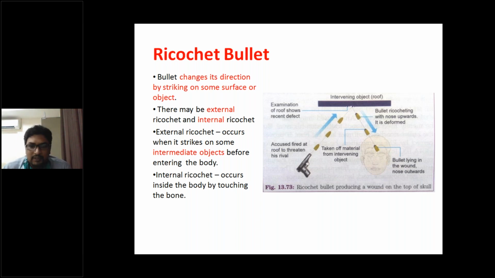He fired the gun in the air, but unfortunately the bullet went and hit the iron bars on the roof, and then it ricocheted back and hit the vertex of the person who was sitting there, the shopkeeper. So this is a typical example of a ricochet bullet, where even for threatening, his intention was not to kill that person. His intention was just to threaten him. But he fired it, and unfortunately the bullet hit the iron bars and ricocheted back and hit the person there. So this is known as a ricochet bullet.